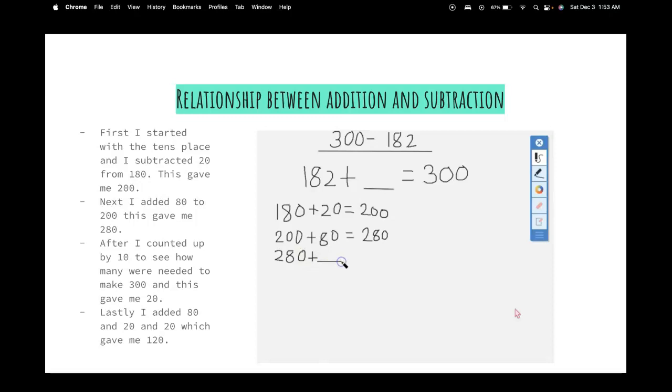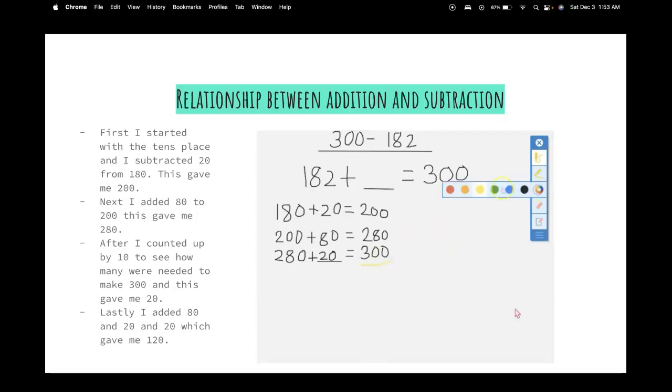And this is 20, because 20 plus 80 again is 100. So by adding 200 plus 100, this equals 300. And 300 is where we need to get to.